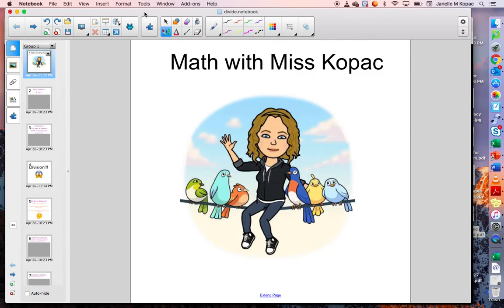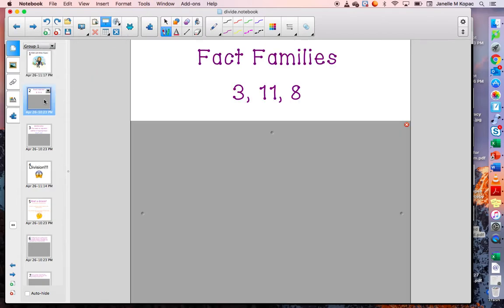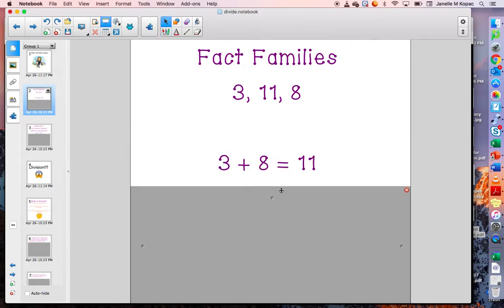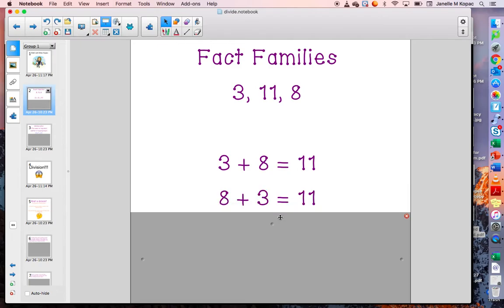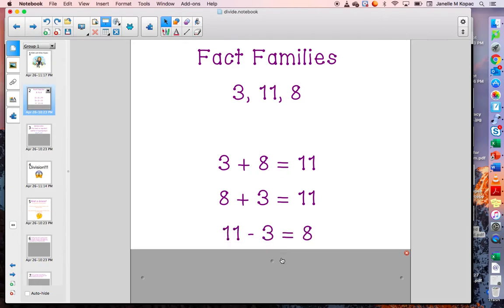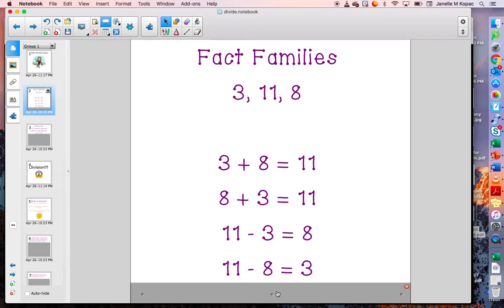Before we get into anything new, I want to remind you of two things that you've seen before. First, I want to remind you about fact families. For example, on the screen, you see 3, 11, and 8. Those numbers are a fact family, and we call them a fact family because they can be used to make several different math facts. For example, we can use the numbers to make 3 plus 8 equals 11, or 8 plus 3 equals 11. We can also use these three numbers in a subtraction problem. 11 minus 3 equals 8, and 11 minus 8 equals 3.